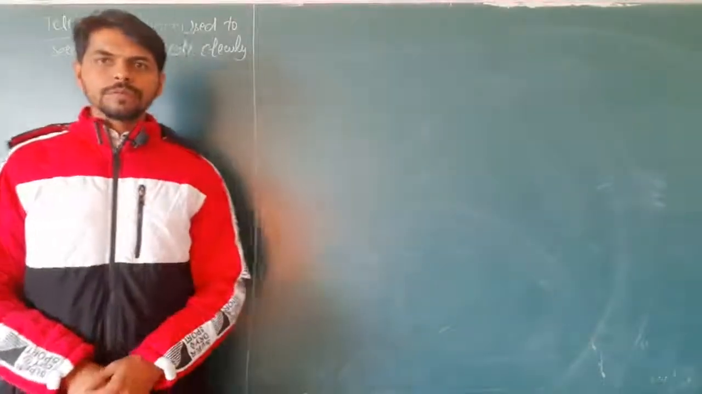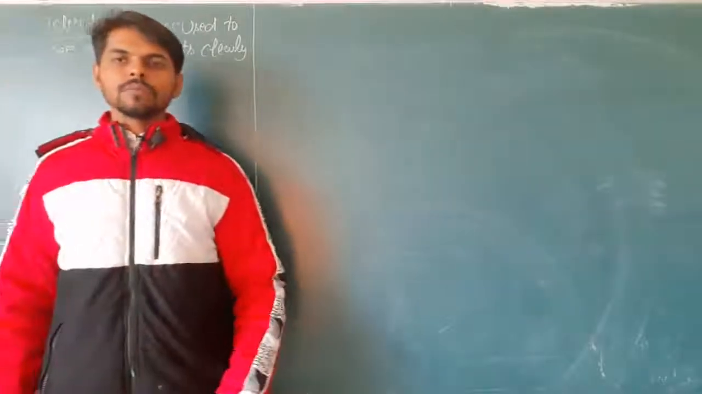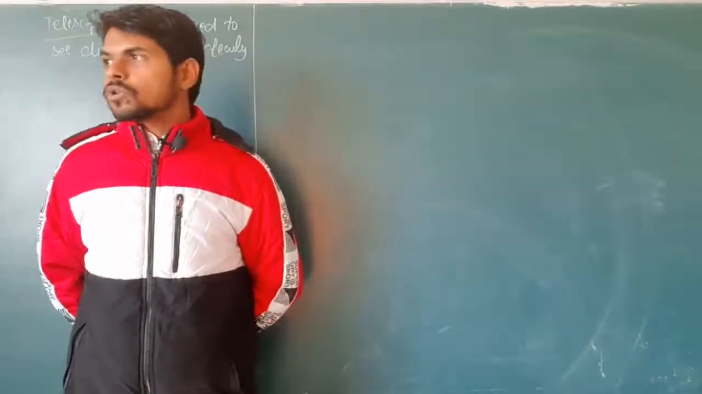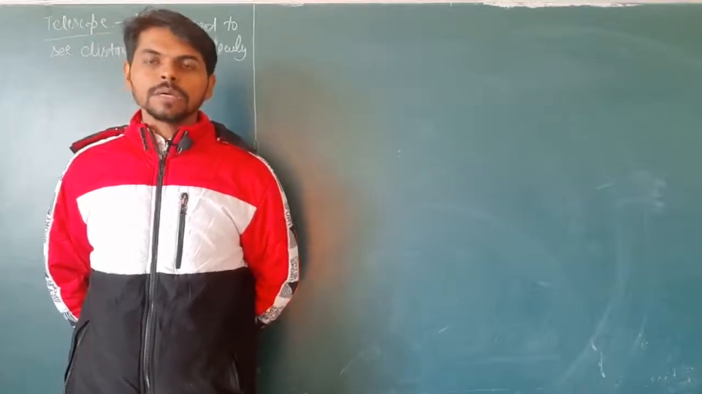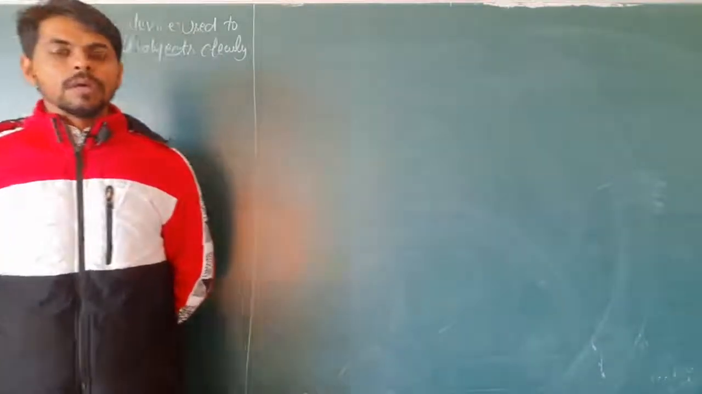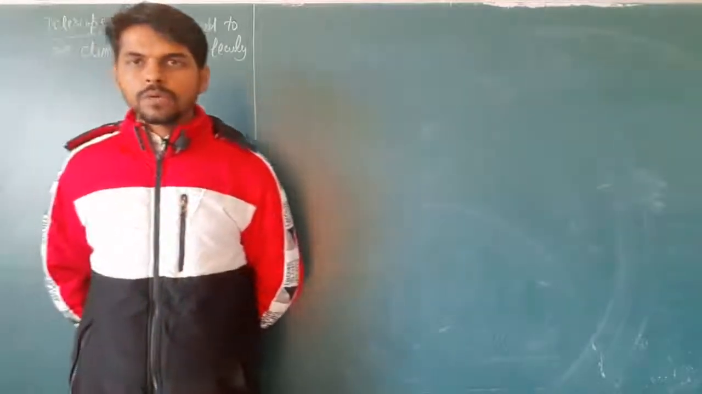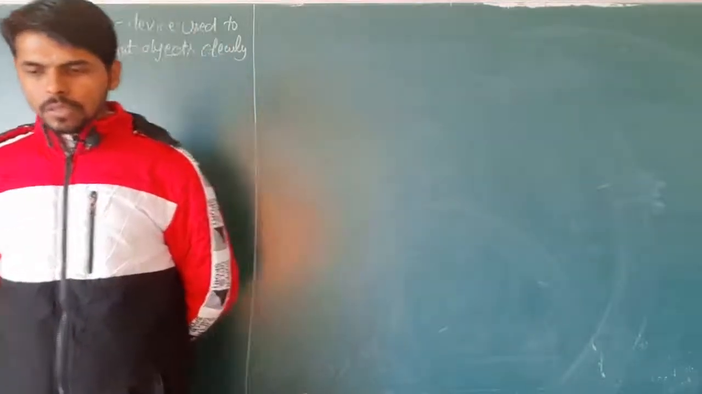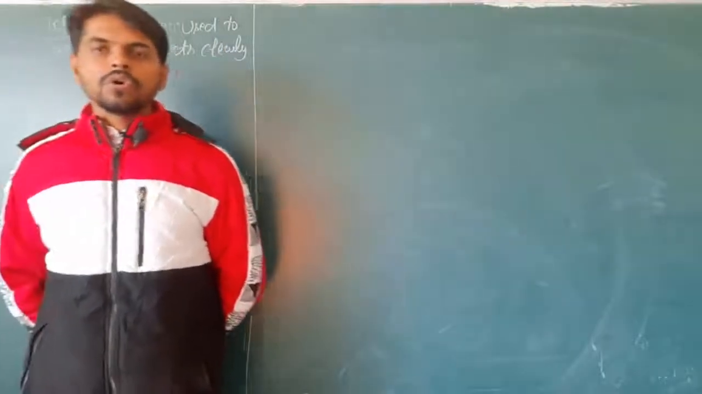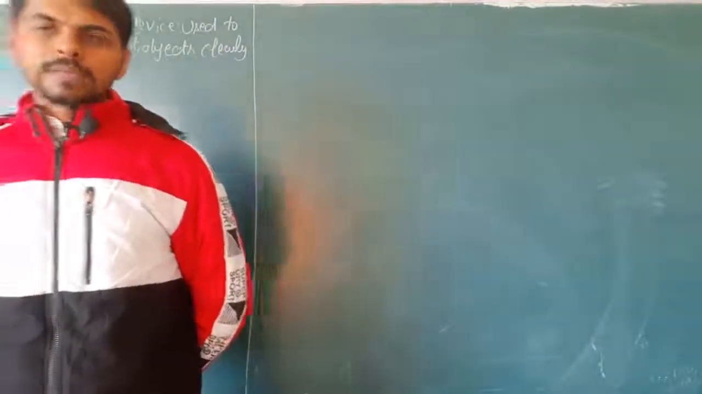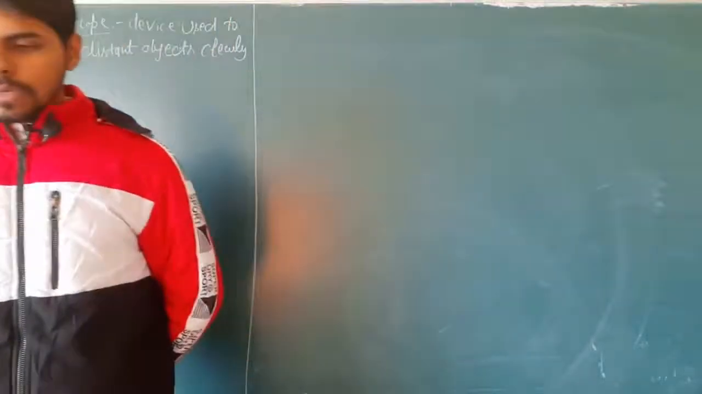But there is a difference between a compound microscope and a telescope. What is the difference? In a compound microscope, the objective lens was of short focal length and short aperture, but in a telescope, the objective lens is of large focal length and large aperture. So let us discuss how a telescope is made up of two lenses, one called the objective, another called the eyepiece.